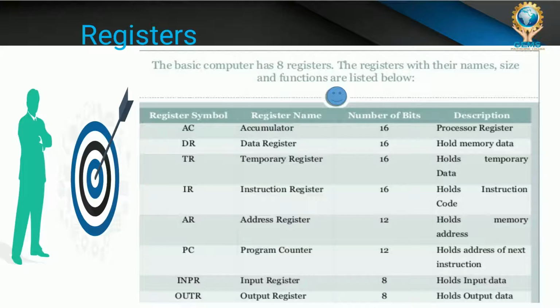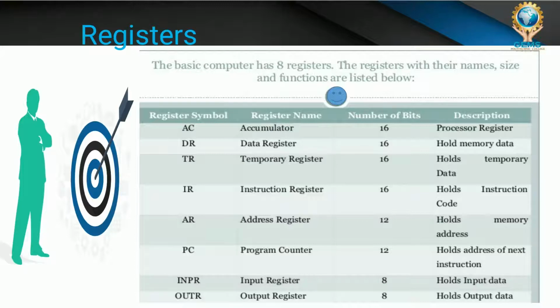It holds memory data. Inside of the data register, what will be there? Data will be there. TR, temporary register. The size of this register is also 16 bits. It holds temporary data, we are using it for temporary purposes. IR, instruction register. For instruction storage you are using this register. The size of this register is also 16 bits.